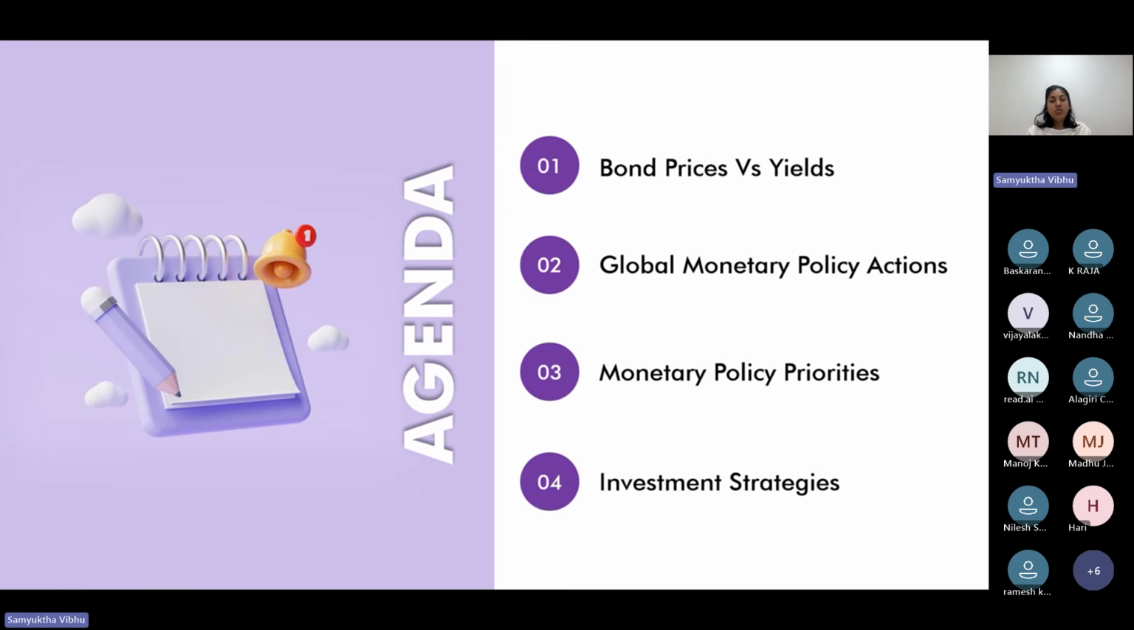A quick overview of the agenda. We're going to talk about bond prices versus yields. We're going to look at global monetary policy actions as well as priorities when it comes to monetary policy. And lastly, we look at a few investment strategies.